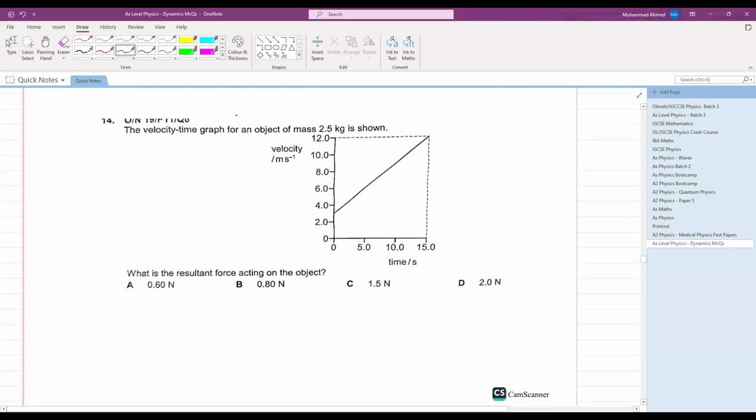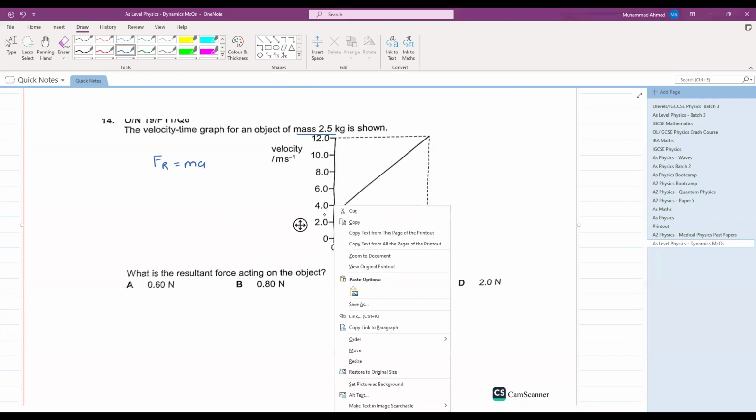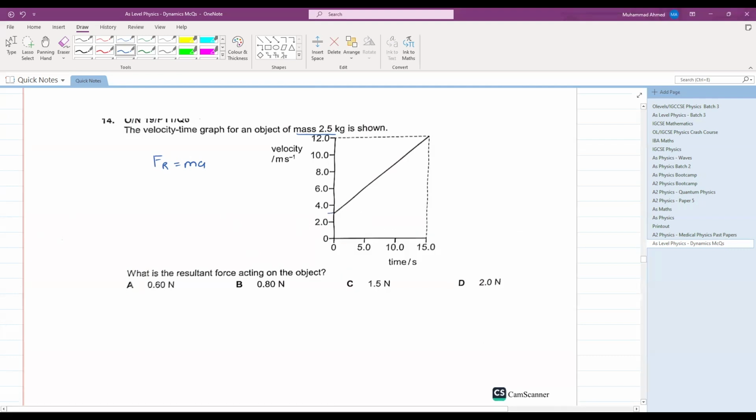Okay, let's see this. The velocity time graph for an object of mass 2.5 kg is shown. What is the resultant force? How can we calculate the resultant force? Resultant force is equal to ma. What will be your acceleration here? Let's say this is velocity 3 at a time of 0, and let's say this is velocity 12 at a time of 15.